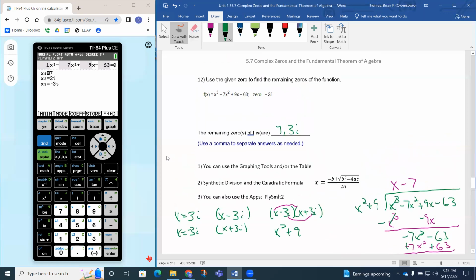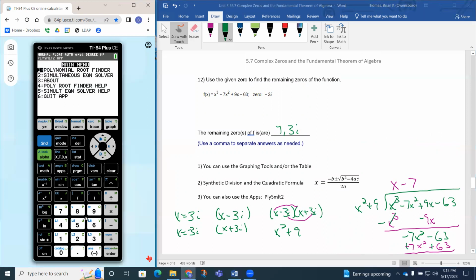We also could maybe, if you wanted to use the graphing tools, you could try it that way. So I have to quit this here. So if I hit y equals, if I clear that out, you could put x cubed into the calculator, minus 7x squared plus 9x minus 63. So if I go to the table, I'm looking for a 0 in the y area. So notice that scrolling up through there, I do see that 7 is a 0, so I also can pick up on that one as well.